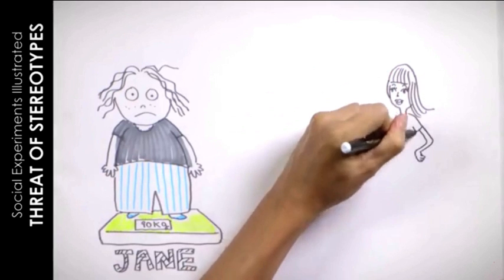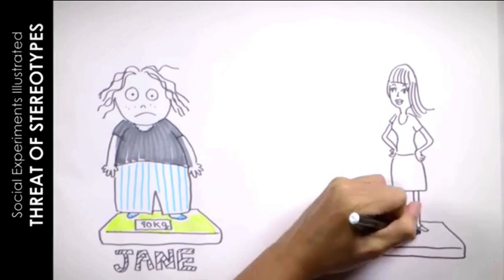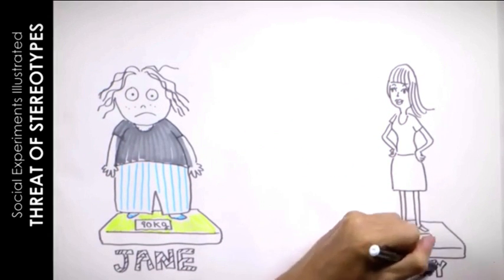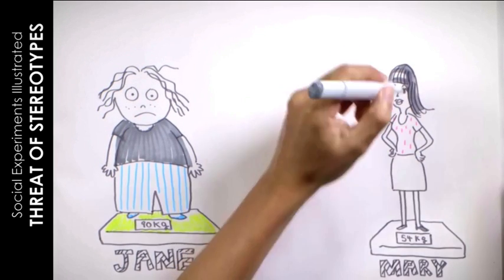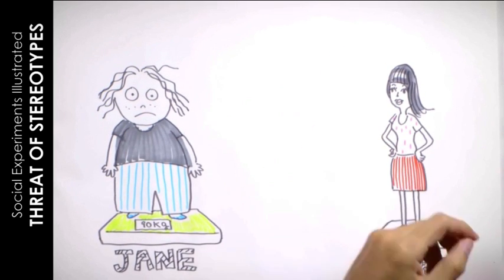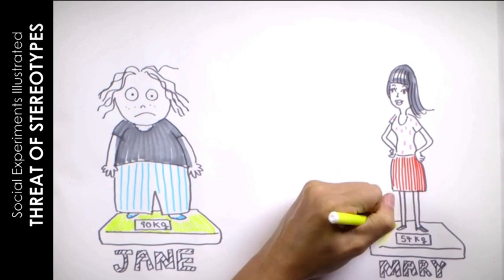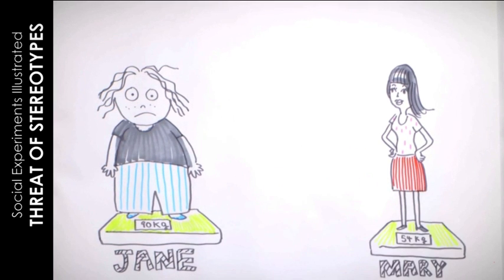This is Mary. Mary is 54 kilograms and slim. She feels confident of the way she looks and enhances her assets by wearing makeup, tailors her dresses, and wears heels that accentuate her long legs. Wherever she goes, she makes heads turn.